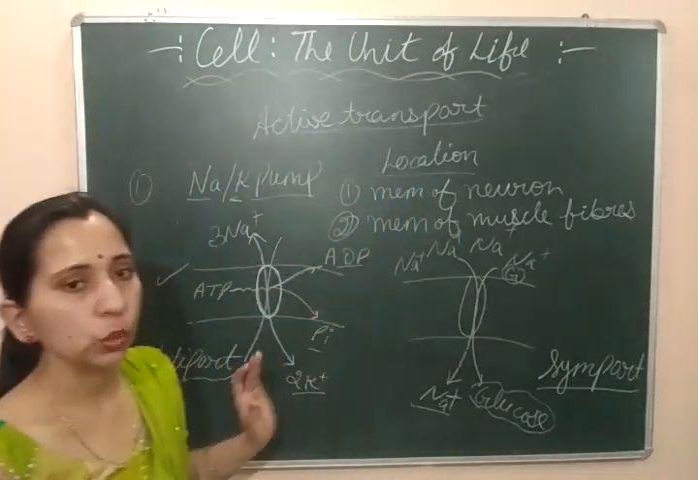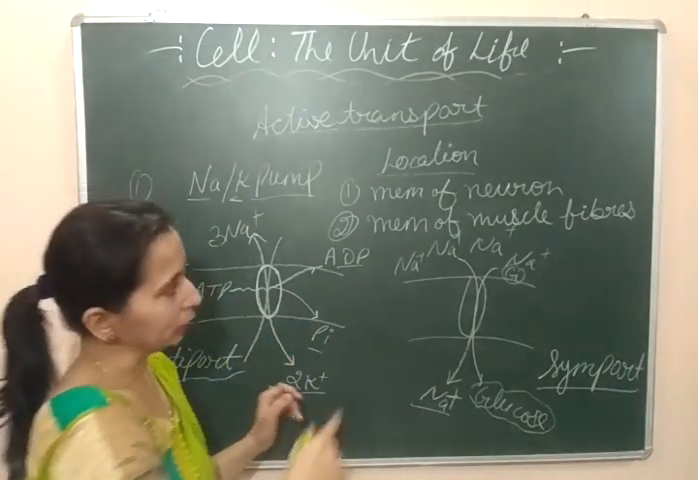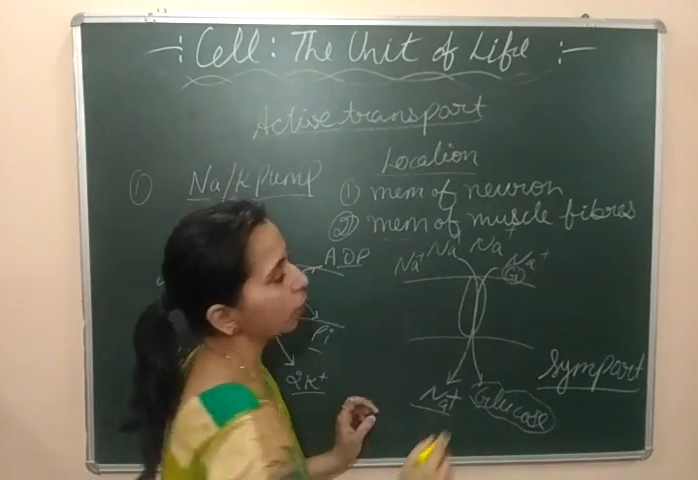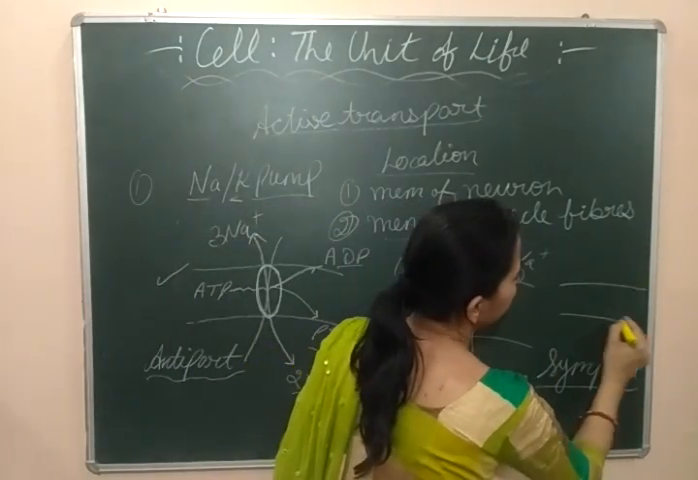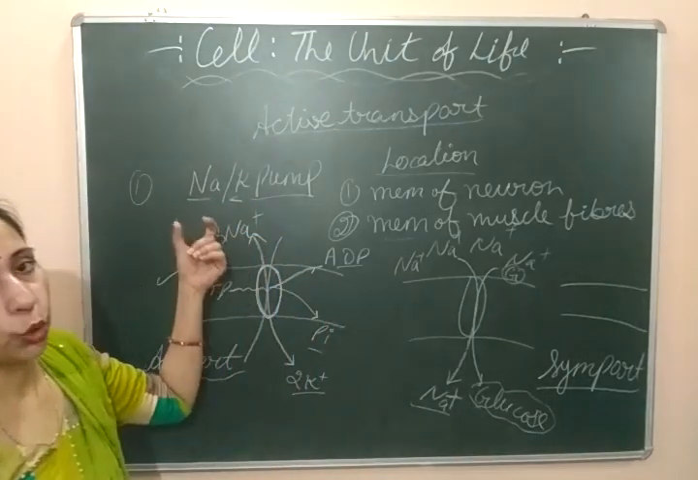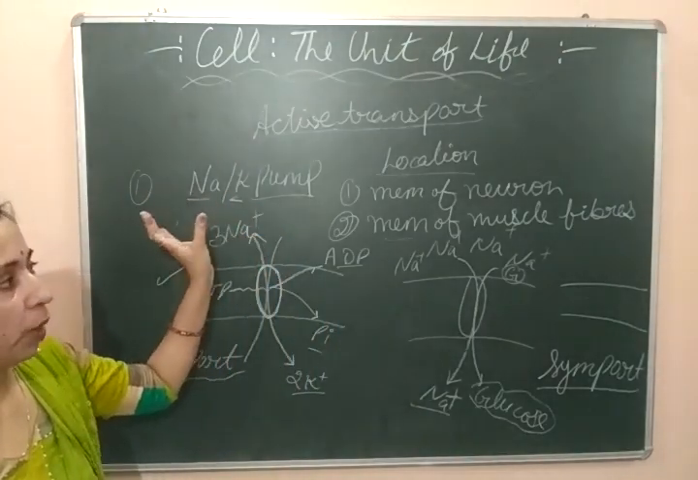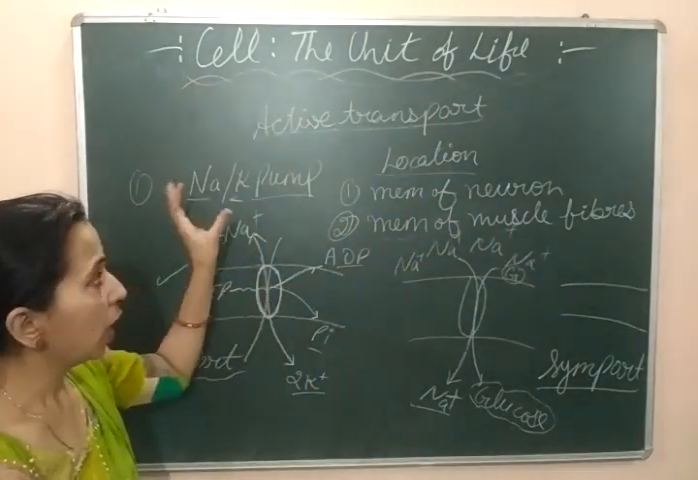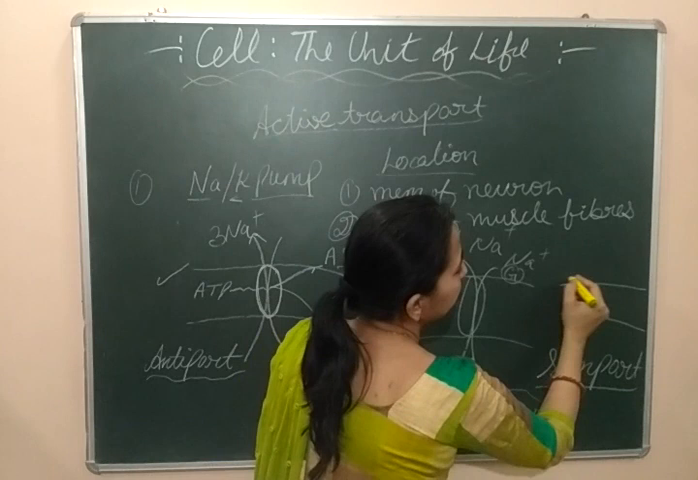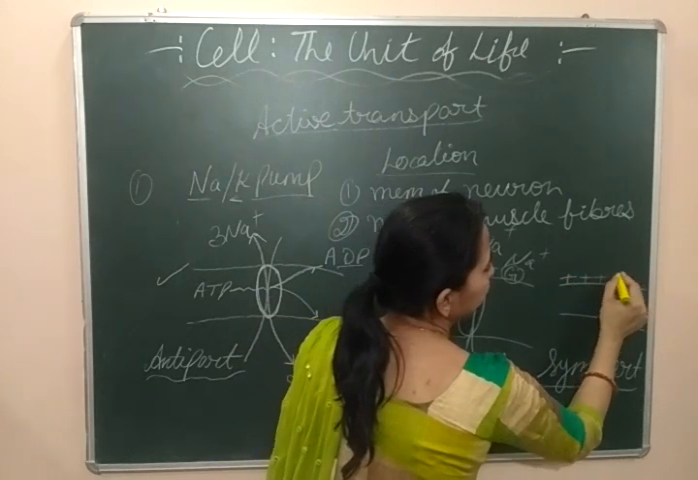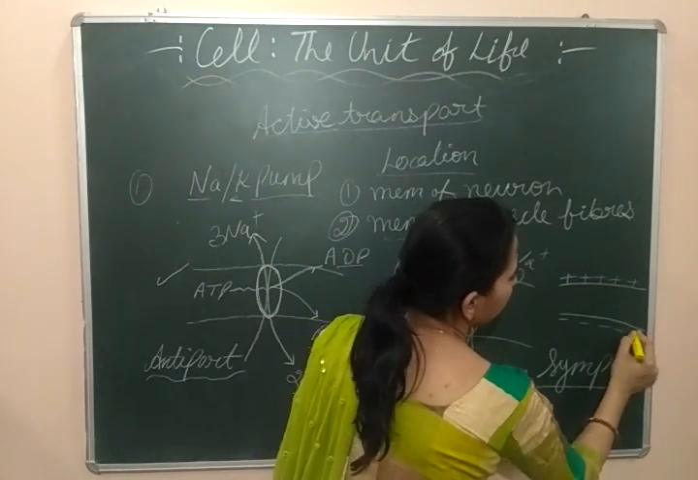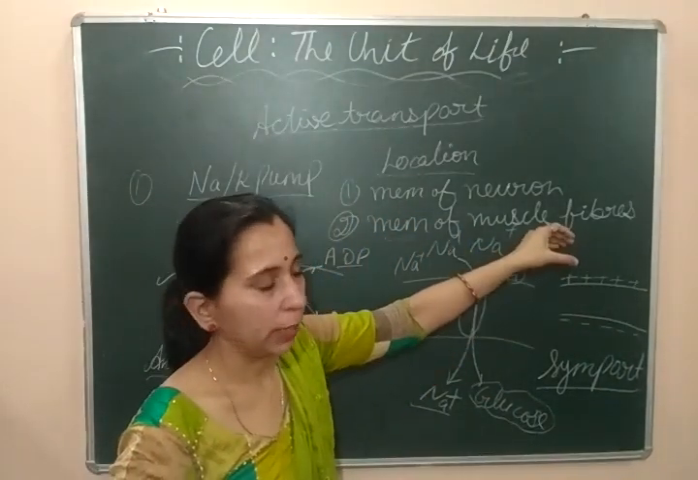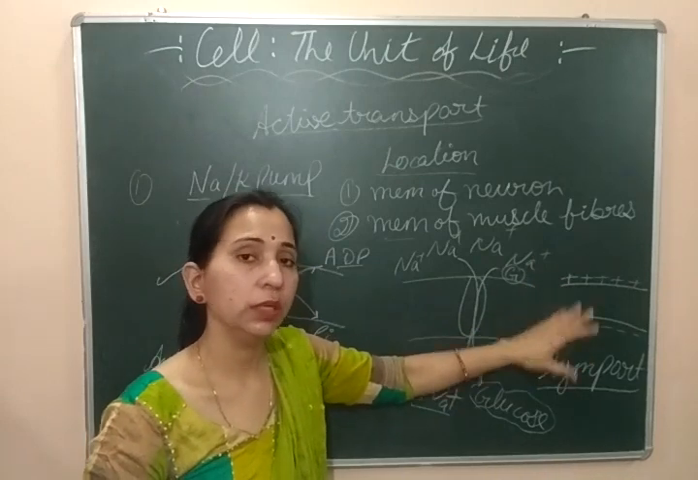Here let's see how they work. In the case of membranes of neuron and in the membrane of muscle fibers, this is the plasma membrane, and due to the presence of these sodium potassium pumps, ये sodium potassium pump neurons में भी present है, इनकी membrane पे और muscle fiber पे भी present है. At that site, these pumps create an electrogradient. Due to the presence of these pumps, the plasma membrane becomes electropositive towards the outside and electronegative towards the inside.